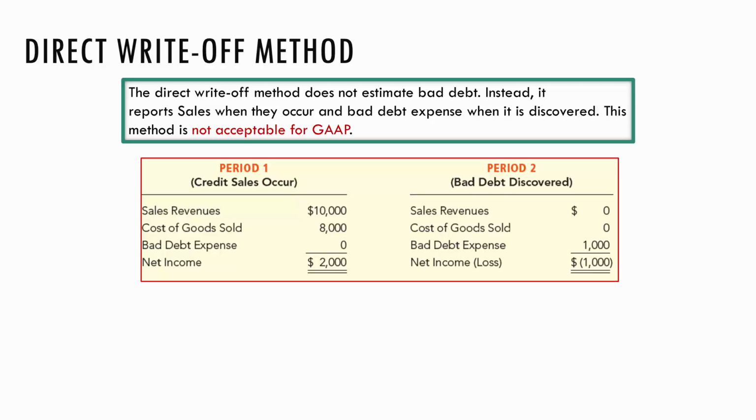Most companies are not going to be able to get away with it. Most companies, I think, as I said before, will experience 3 to 5% in bad debt expense or uncollectible accounts. Therefore, most companies cannot use a direct write-off, and it is generally not acceptable for GAAP.